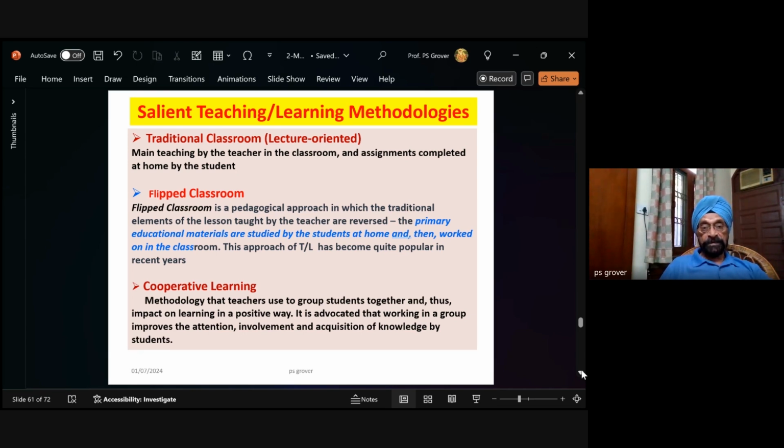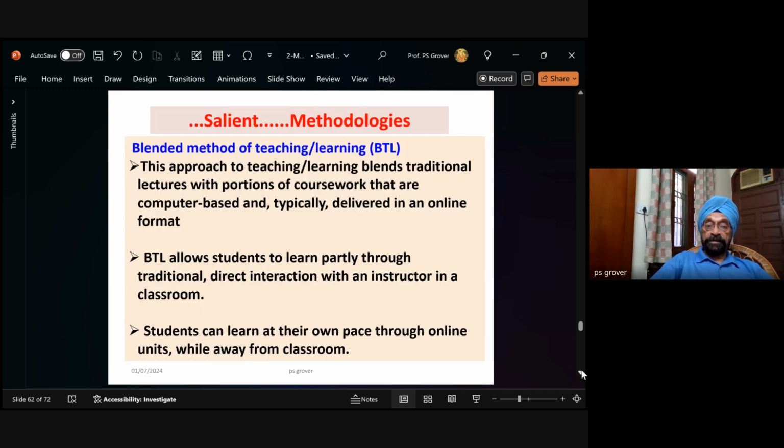In modern times, the traditional classroom is lecture oriented. Then the flipped classroom is a pedagogical approach in which the traditional elements of the lesson are taught by the teacher, primary materials are studied by the students at home and then worked on in the classroom. Cooperative learning and so on. These are the learning methodologies which have to be made part of the curriculum.